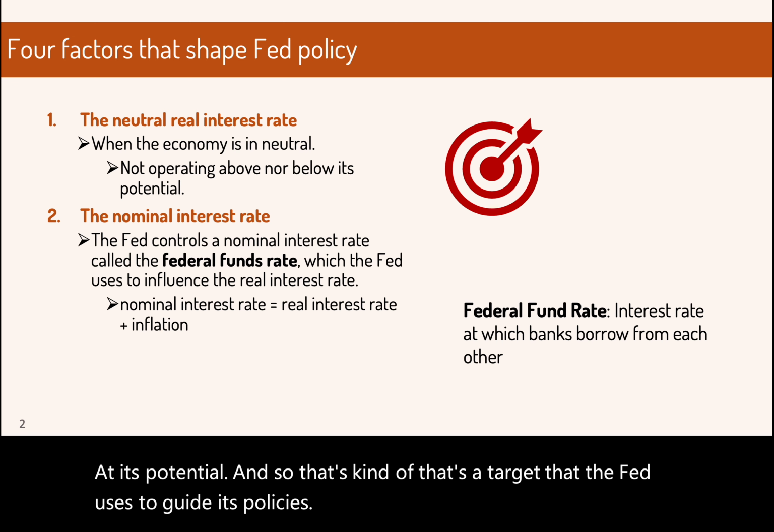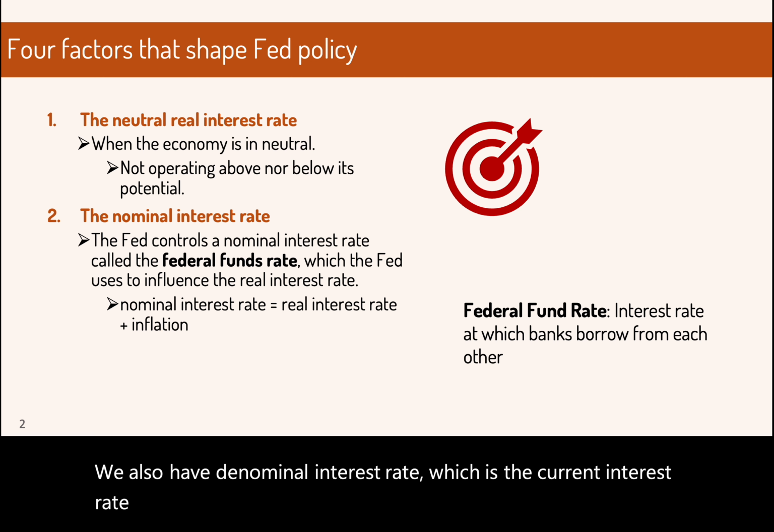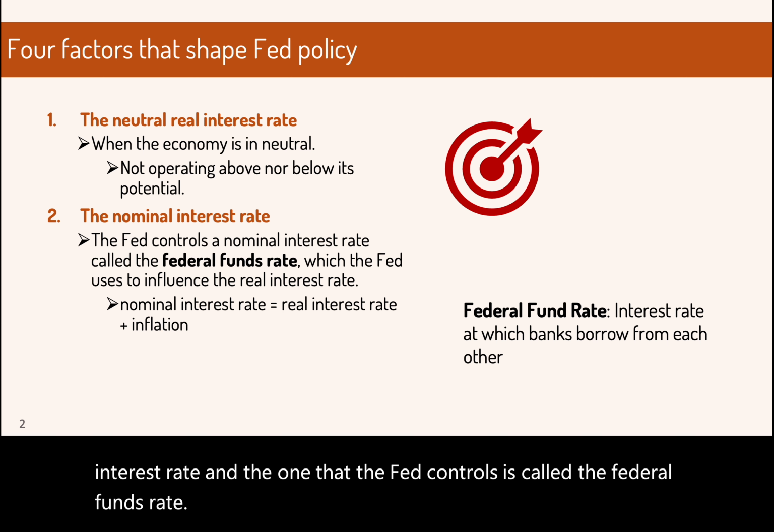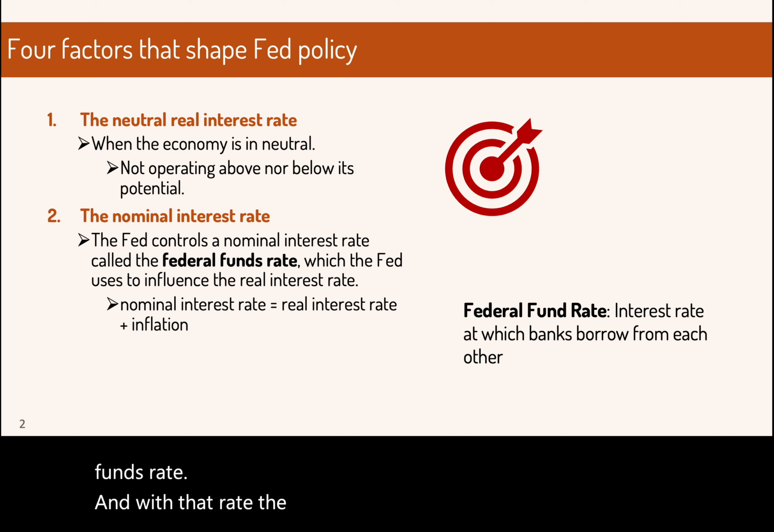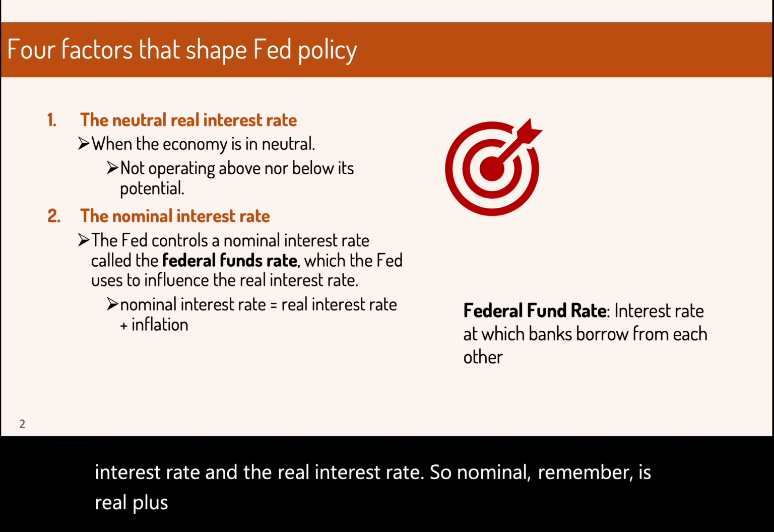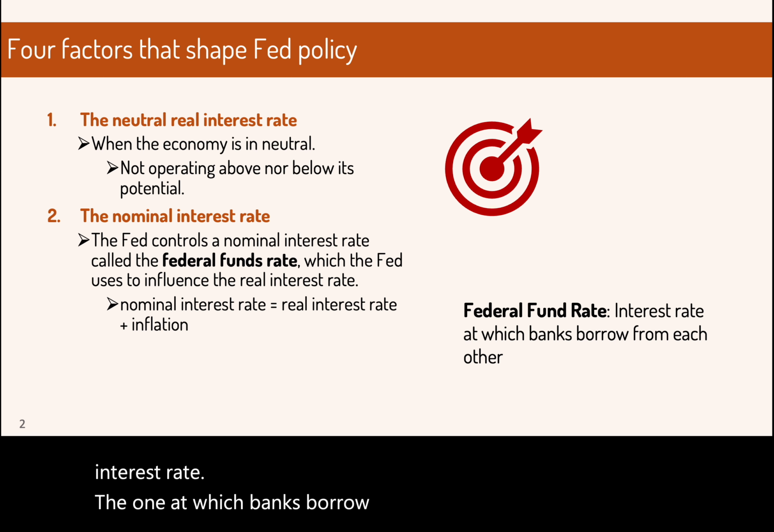We also have the nominal interest rate, which is the current interest rate, and the one that the Fed controls is called the federal funds rate. With that rate, the Federal Reserve influences the other interest rates and the real interest rate. Nominal, remember, is real plus inflation, right? And the federal funds rate is a special interest rate, the one at which banks borrow money from each other.